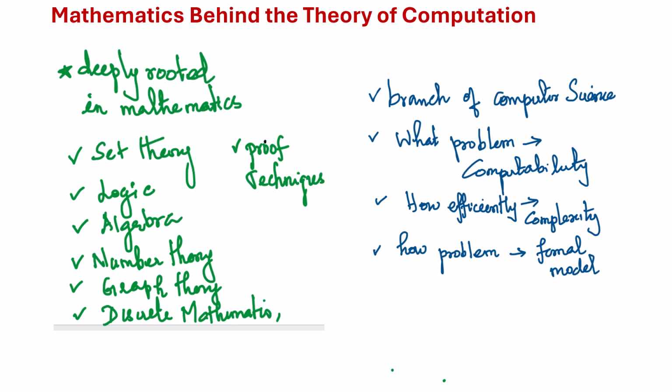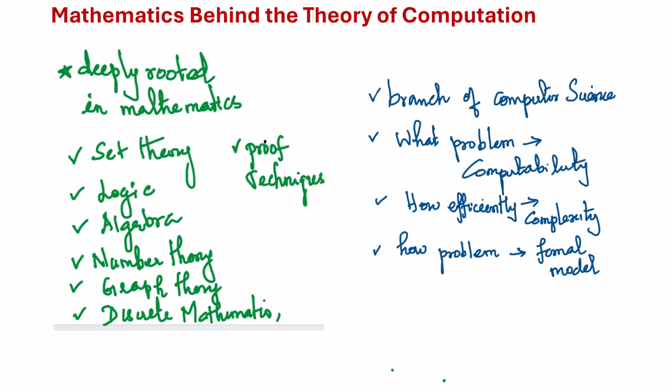So now we can see how theory of computation is deeply rooted in mathematics. These are all the areas related with theory of computation: set theory, logic, algebra, number theory, graph theory, discrete mathematics, and proof techniques. Here, in set theory, we can represent the language using the set. We can represent the string as well as the alphabet, any language we can define using the set concept.